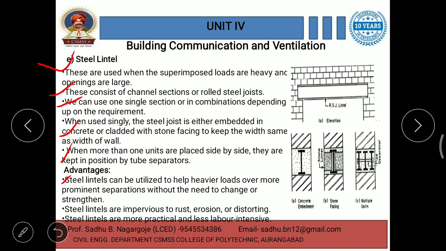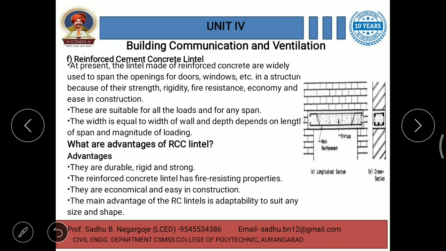Steel lintels are more practical and less labor intensive. These are some advantages. That's why nowadays the use of steel lintel is very common and they are mostly preferred. Okay, then the next one is the reinforced cement concrete lintel.